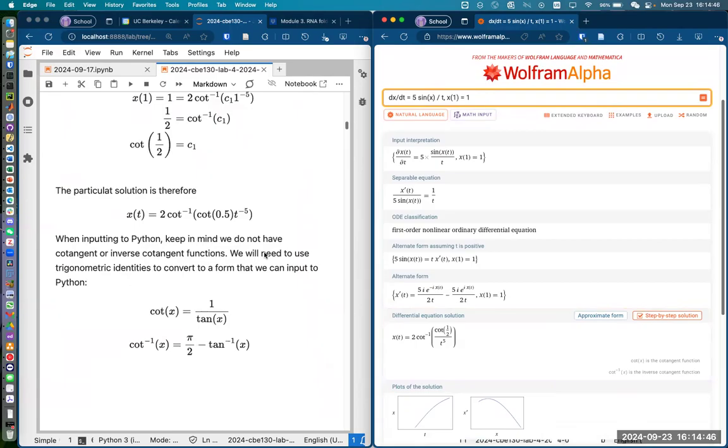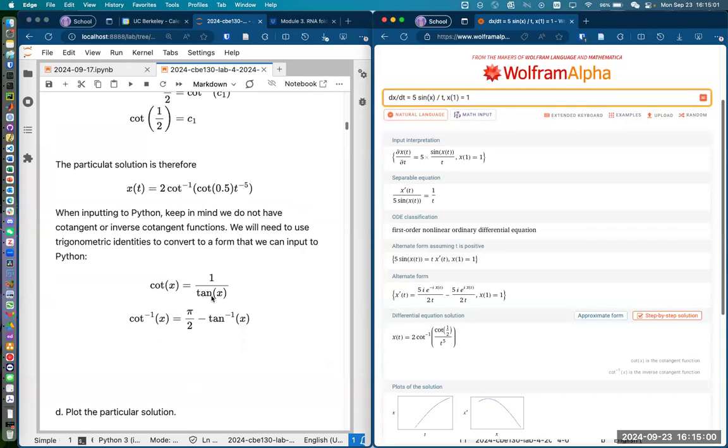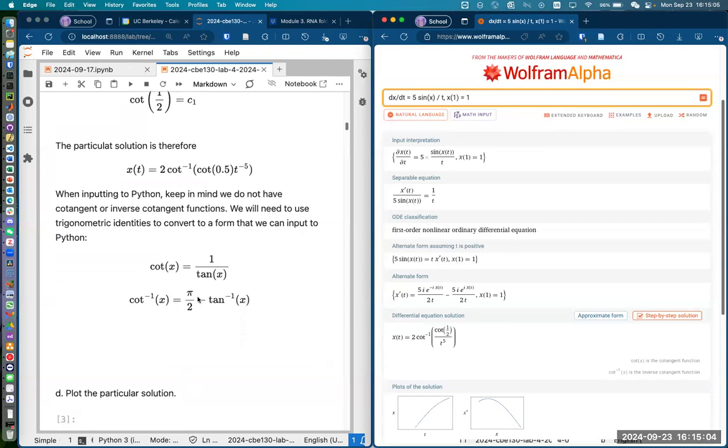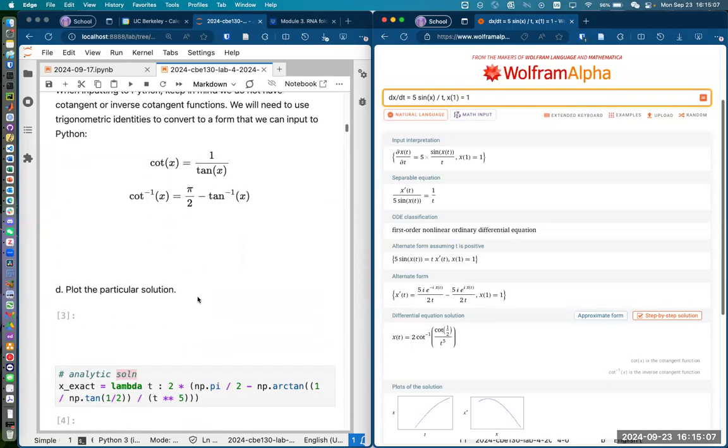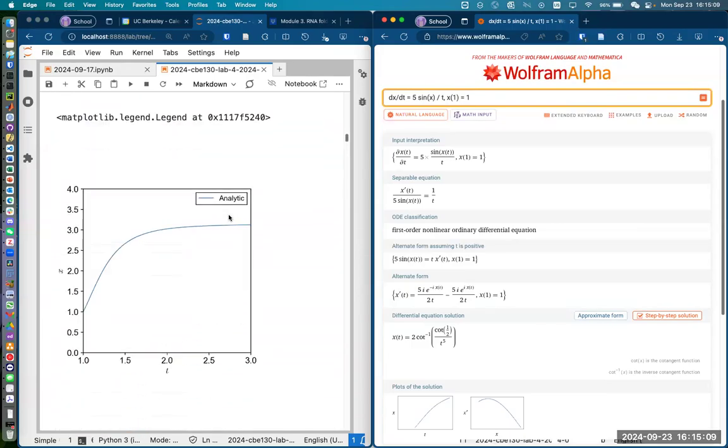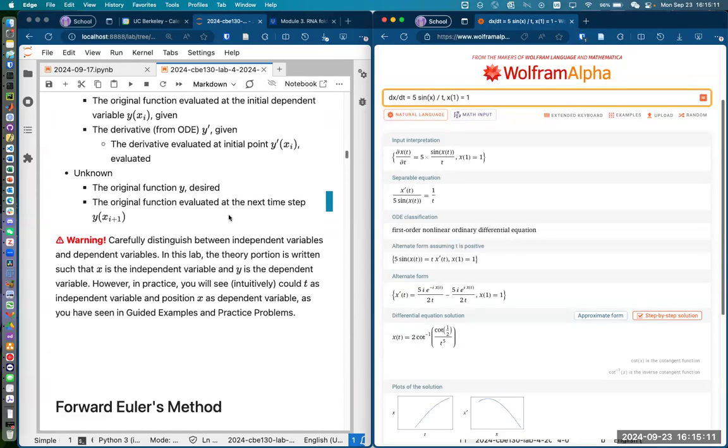This problem asks you to plot this analytic solution, but when you input it into Python, you need to realize that we don't have cotangent or arc cotangent functions. So you might need to use trigonometric identities to convert cotangent to tangent, which we have in Python. You will be using these 2 identities. Since this is plotting, you already know how to do this, so I won't go over it.